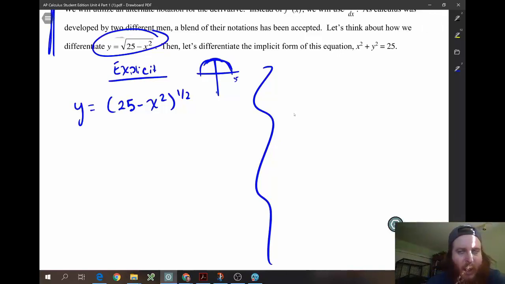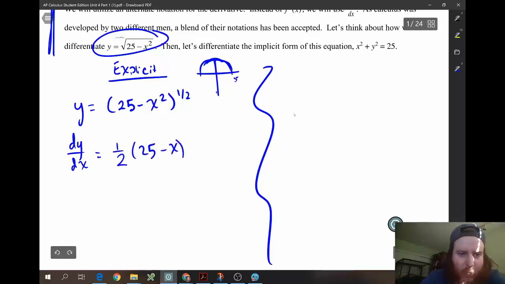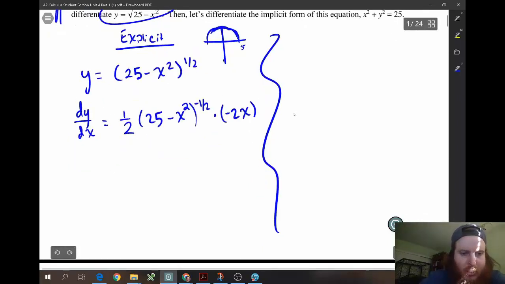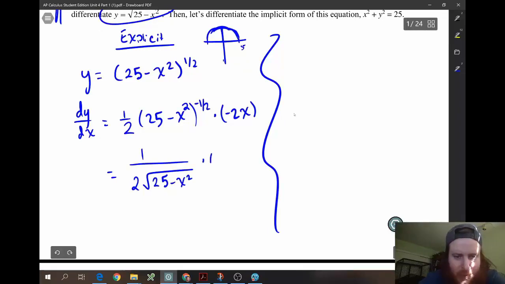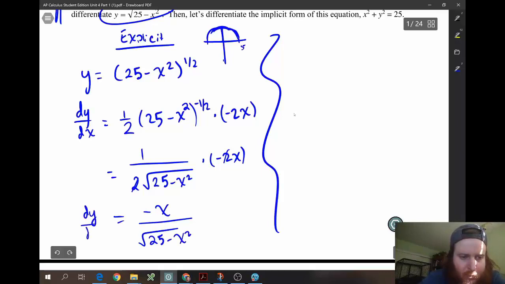So we're going to use the dy dx equation. So we're going to do dy dx equals 1/2 times 25 minus x squared to the negative 1/2 times negative 2x. Now, if you wanted to use our shortcut that we've been using, you can absolutely use that shortcut, which is 1 over 2 square root of 25 minus x squared times negative 2x. That shortcut is probably a little better to use. The 2's cancel out, and so on the numerator we get negative x divided by the square root of 25 minus x squared. So that's going to be what our dy dx is. So that's how we've been doing these. We've been doing these explicitly, solved for y.